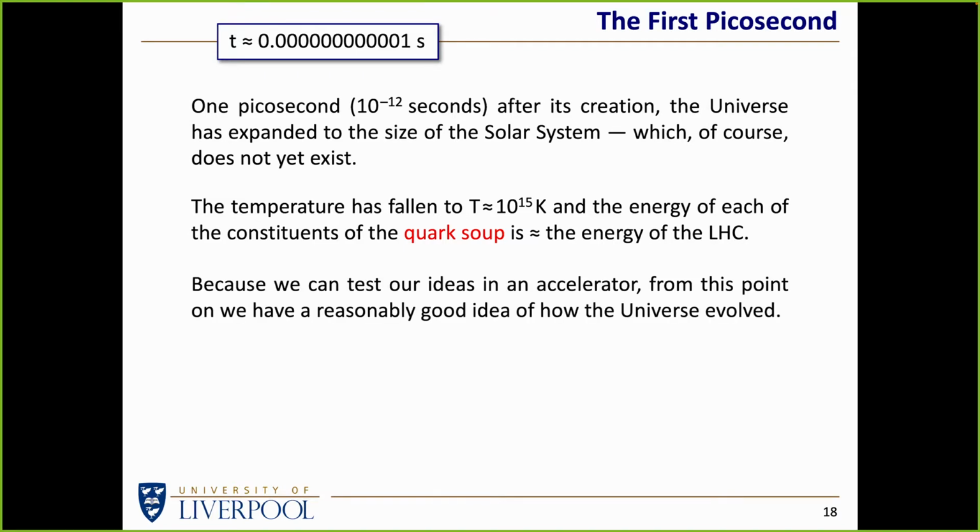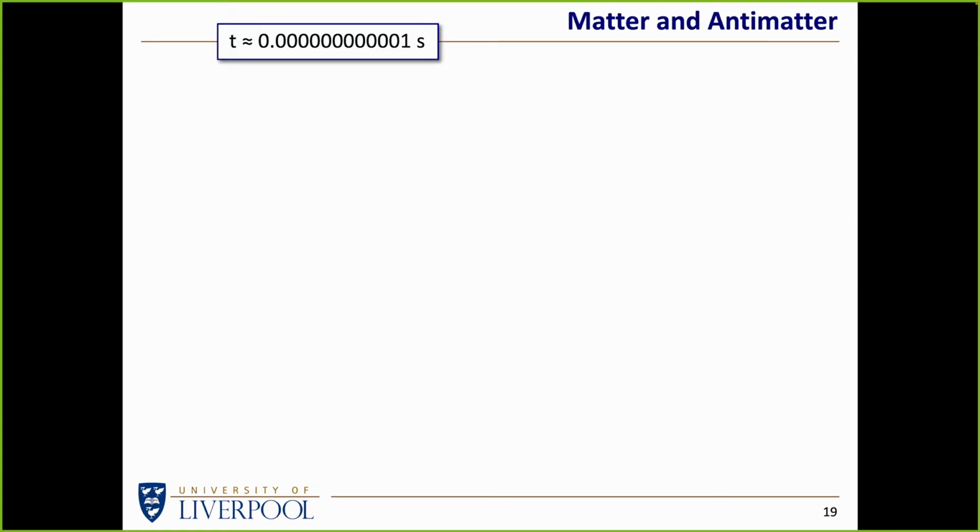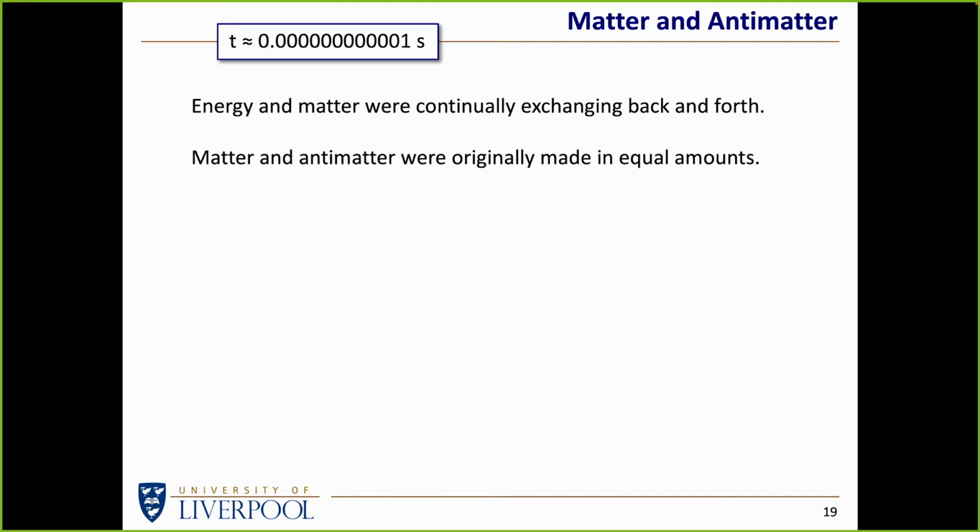So because we can test our ideas, we've got a reasonably good idea from this point onwards of what happens. We've borrowed energy from nothing, and that energy is being used to make matter and antimatter. Antimatter is just the opposite of matter. For every particle, such as an electron for instance, there's an antiparticle. It looks just like an electron, but it has the opposite charge. So that's what we call antimatter.